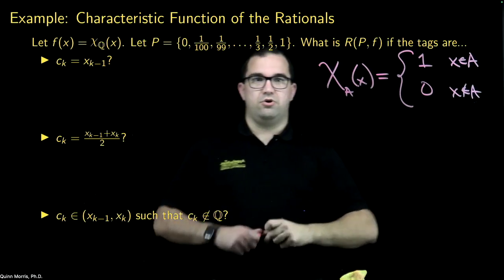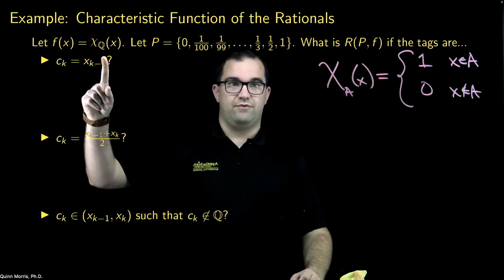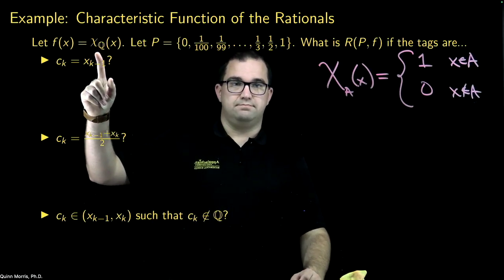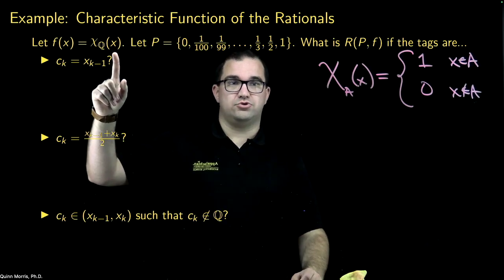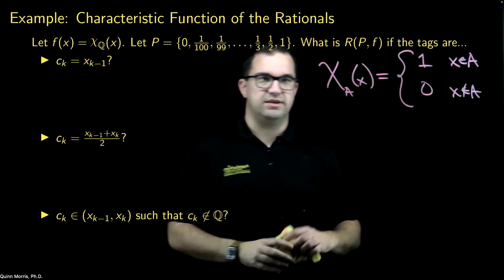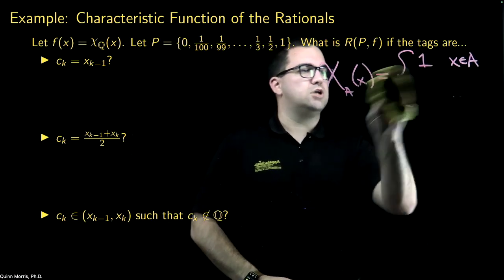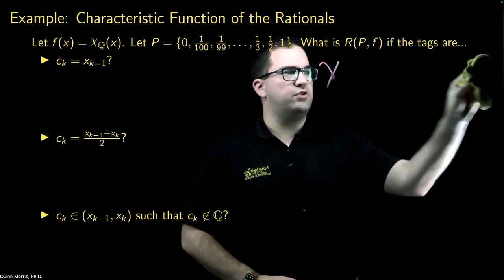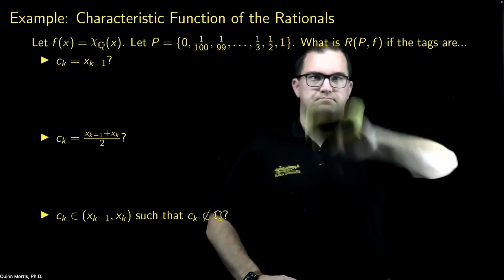Okay. So in particular, if we're looking at the indicator function of the rationals, this is a function which, when I plug in a rational number, gives me out 1. When I plug in an irrational number, it gives me out 0. Okay. So let's think about some Riemann sums of this function.